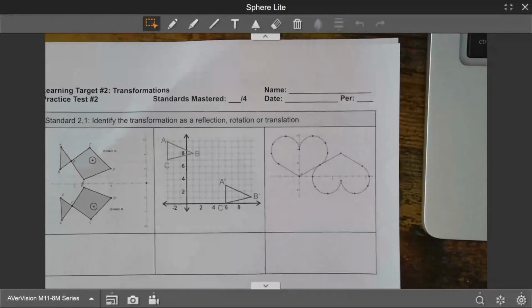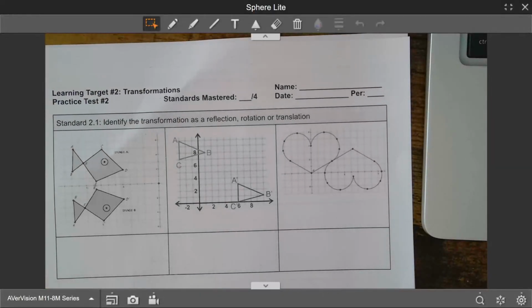All right, we are here to do a video walkthrough of practice quiz number 2 for learning target number 2, transformations. So to start, let's take a look at standard 2.1. Identify the transformation as a reflection, rotation, or translation.